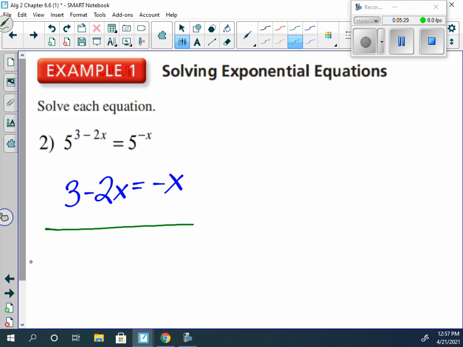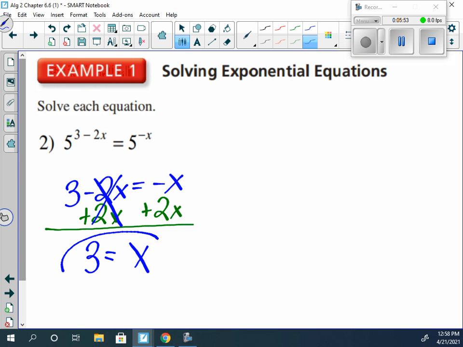So what can we do first in solving for x? We can add x to both sides, or we can add, I'm going to add 2x to both sides. Because negative 2x plus 2x is 0, giving us just 3 is equal to, well, negative x plus 2x is, it just gives us 3 is equal to x, or x is equal to 3, and we have it solved.